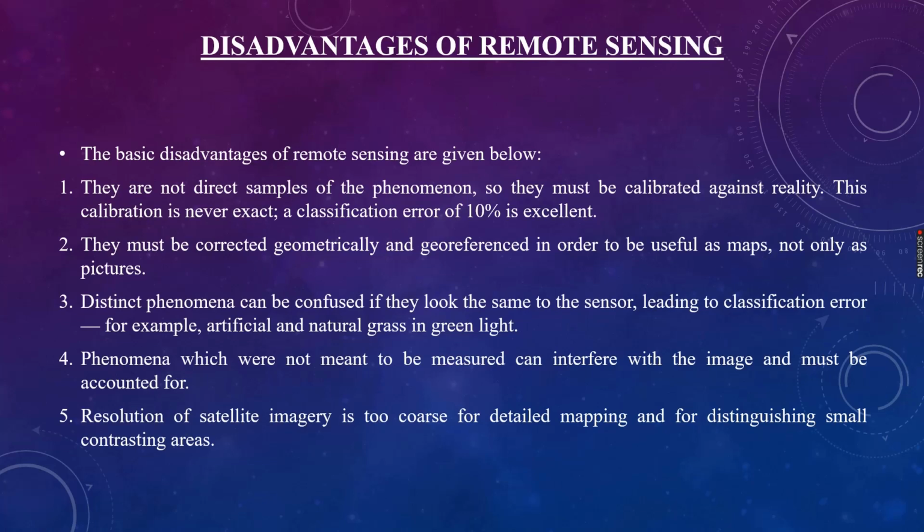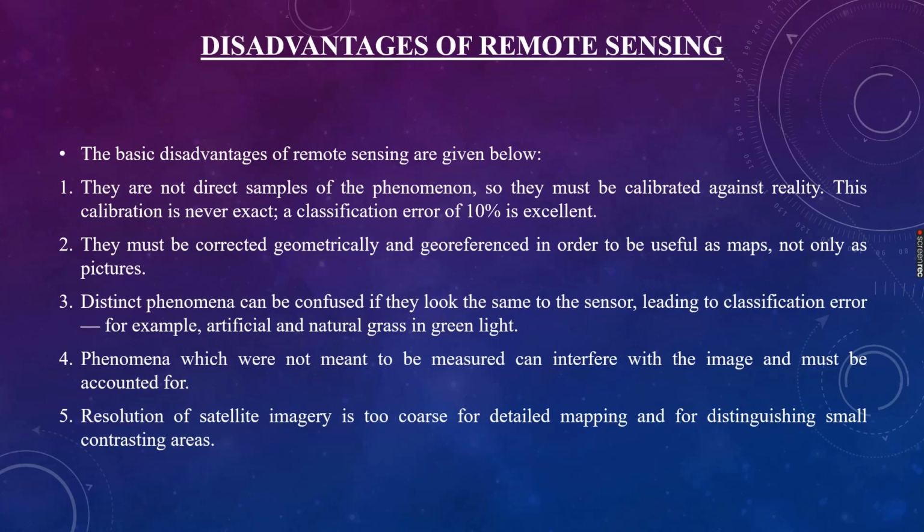Apart from that, sometimes phenomena which we are not expecting in our data come into our data, like cloud cover. If we want information about any area, there might be some possibility that cloud cover will be there. So cloud cover is information which we don't want, but it is naturally incorporated in our data. So this is also a disadvantage of remote sensing.